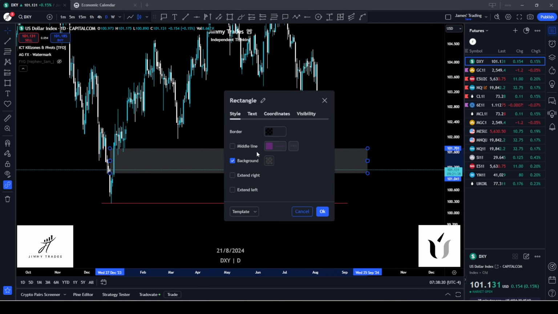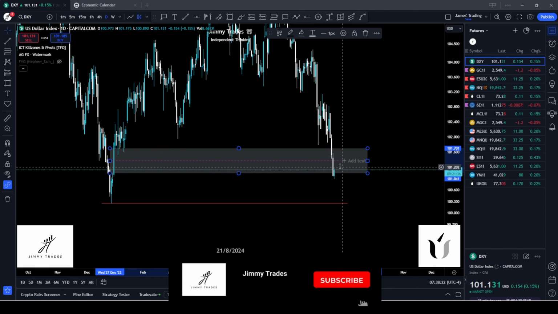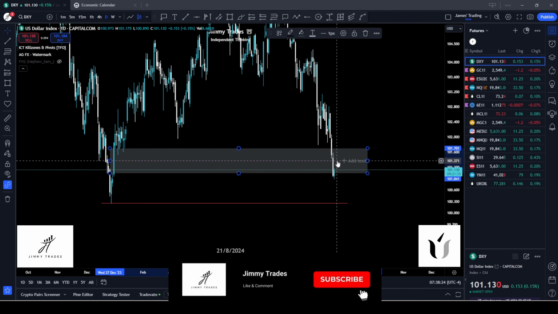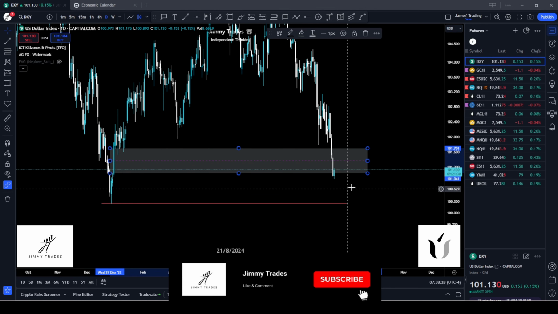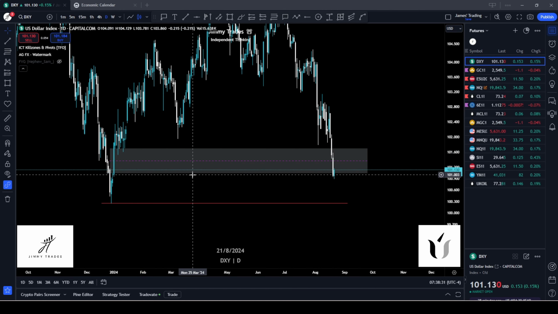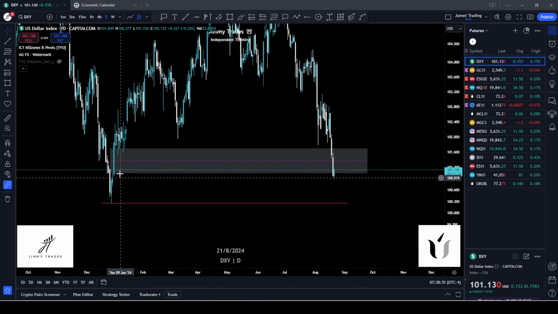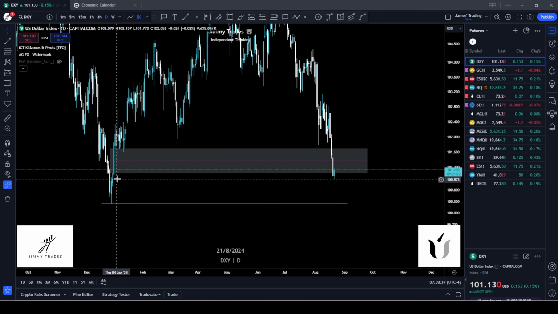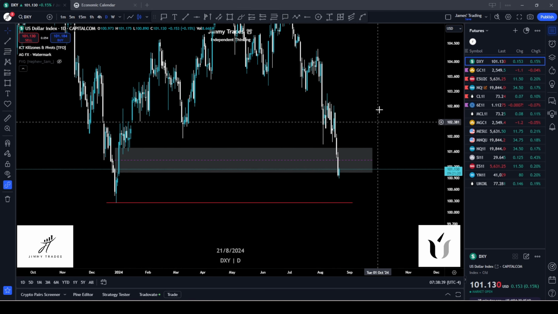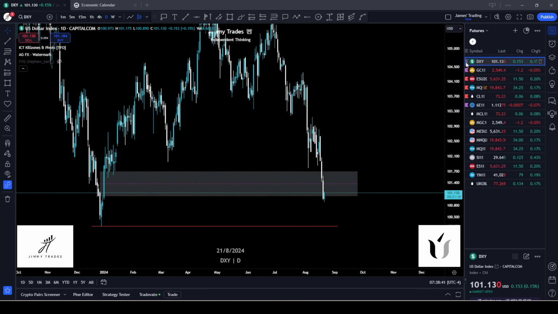We may see, and something I'll be keeping an eye on, maybe Dixie will reach up to the mean threshold here before moving back lower. It'll be interesting to see if price continues to react to this volume imbalance. So bearish on Dixie.